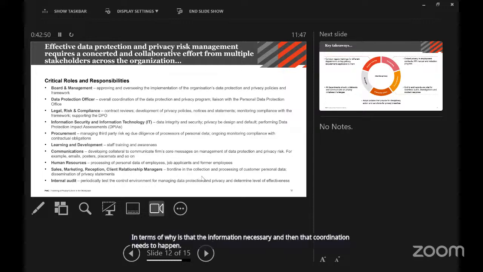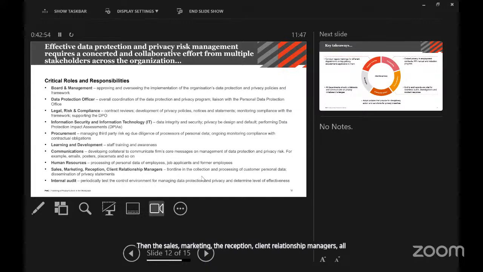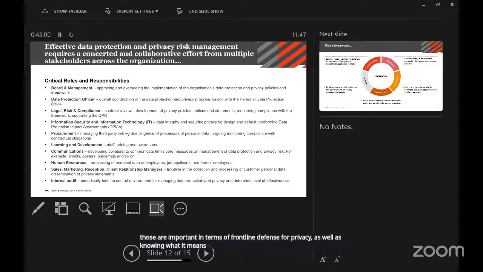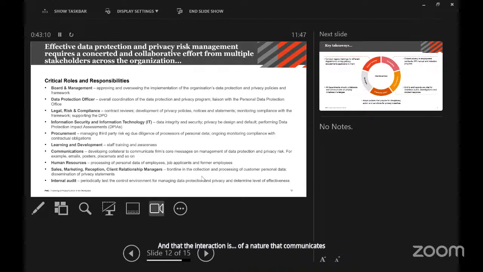Then the sales, marketing, the reception, client relationship managers, all of those are important in terms of frontline defense for privacy, as well as knowing what it means for the people walking into our organizations and making sure that they're aware of the privacy statements and that the interaction is of a nature that communicates that their information is private, but also that there's a purpose for that collection. So communication at that collection level is important.